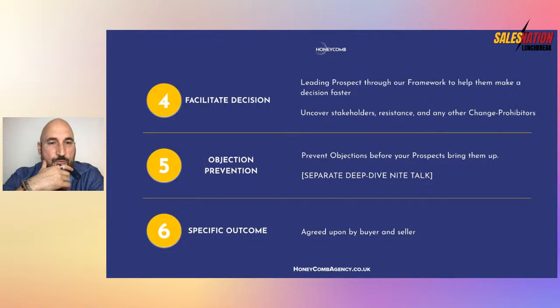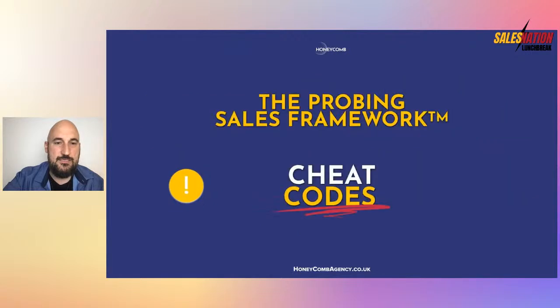But again, we want to facilitate a decision, leading our prospect through the framework. We want to prevent objection. There's a difference between objection handling and objection prevention. We can prevent objections before they even come up. And we want to have a specific outcome of our discovery call. Okay? And that specific outcome is agreed upon by the buyer and the seller, right? So how we do that is quite interesting, and it's very simple. I think you'll laugh your head off how simple it actually is. So let's dive into the cheat sheets, or cheat codes as we call them.